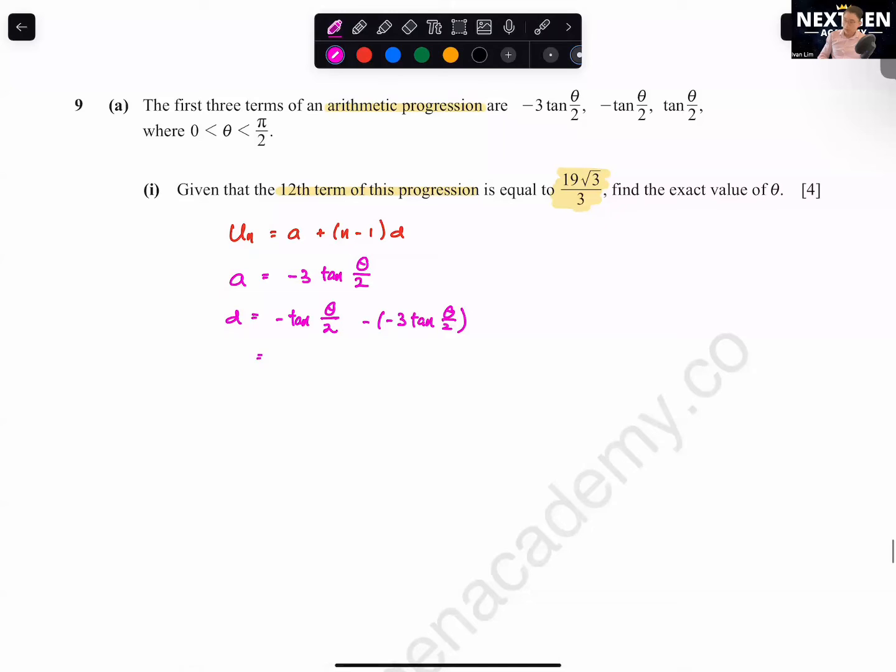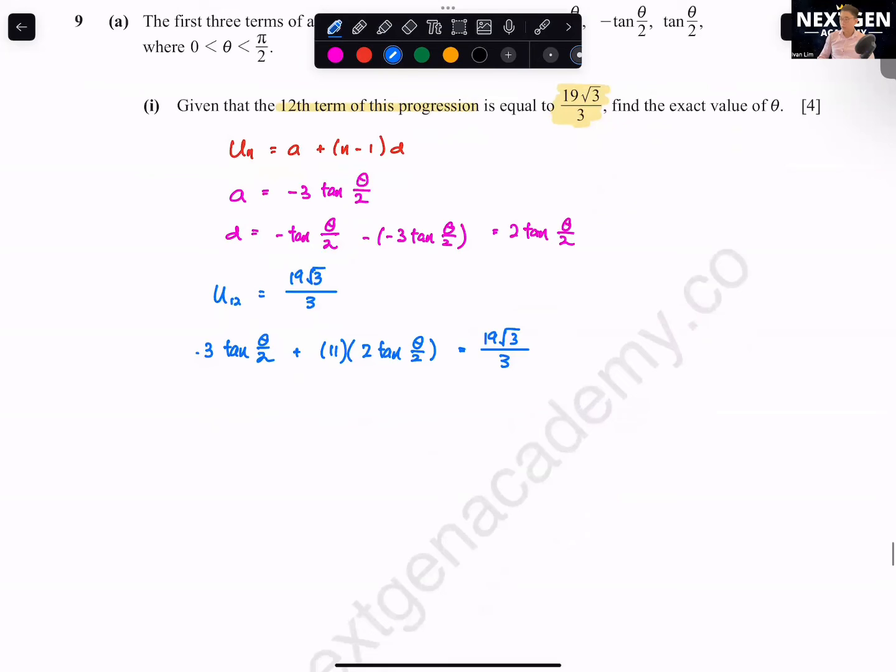Okay, which you will get 2 tangent theta over 2. So how do I find term 12? U12, they gave us, is 19 root 3 over 3. So I'm going to put into the formula a plus (n minus 1)d: a, negative root 3, plus (n minus 1), so 12 minus 1 is 11, times 2 tangent theta over 2, is equal to 19 root 3 over 3.